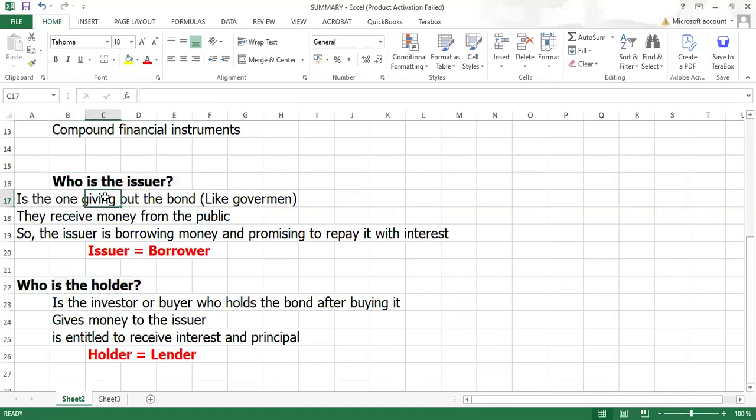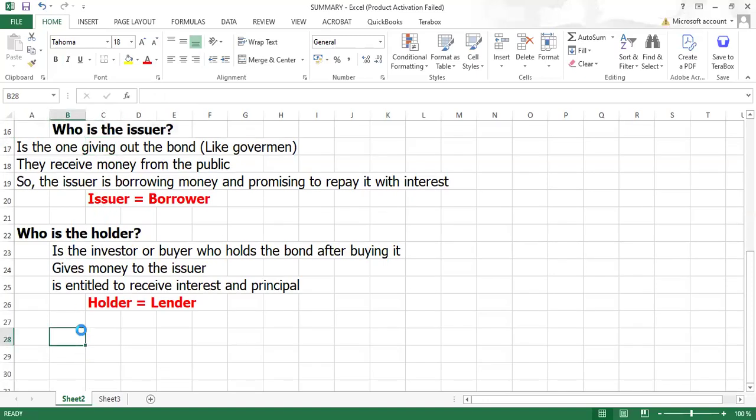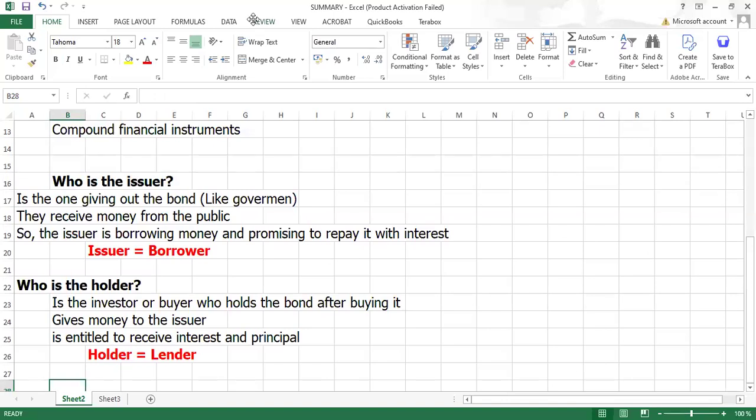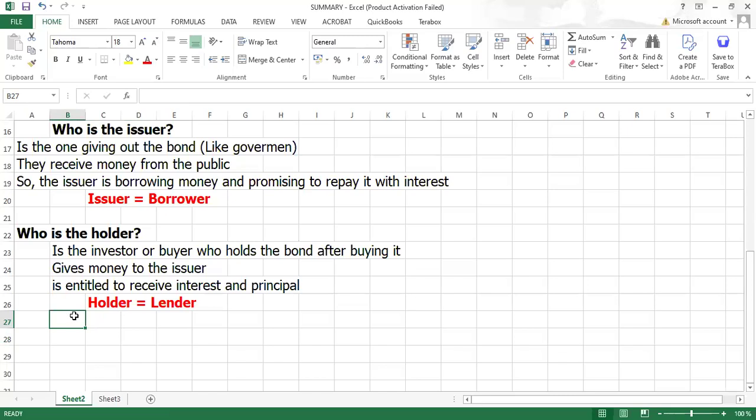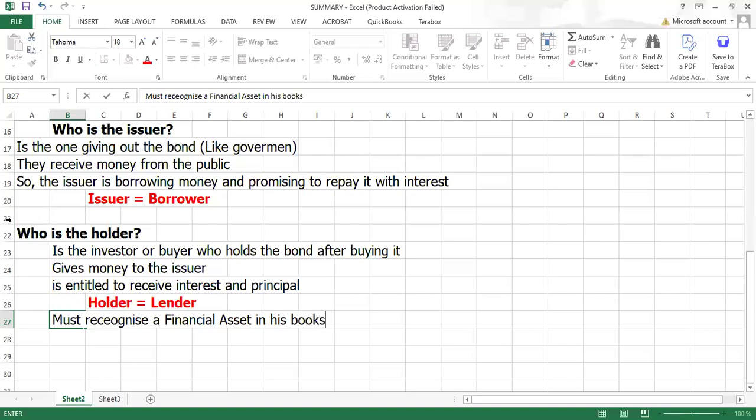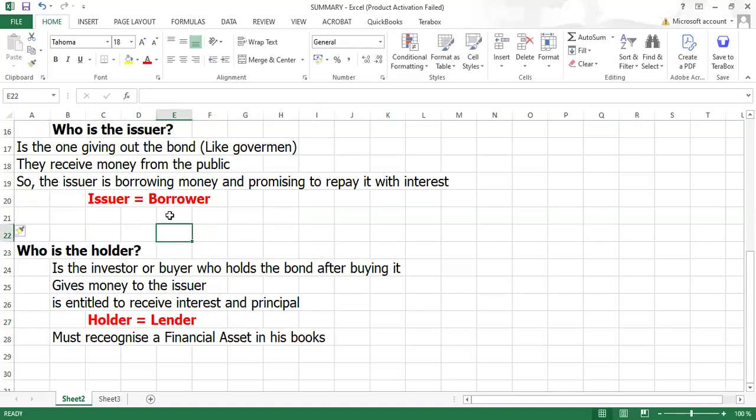Calculation questions. Here, are we together? Now, the question is, who will be recognizing the financial asset and who will be recognizing the financial liability? The holder must recognize the financial asset in his books. Then the issuer must recognize the financial liability, because you're a borrower. If you're a borrower, then you must recognize the financial liability.